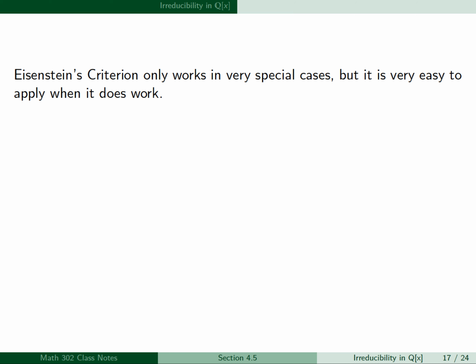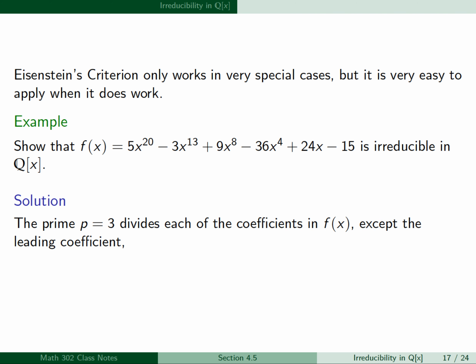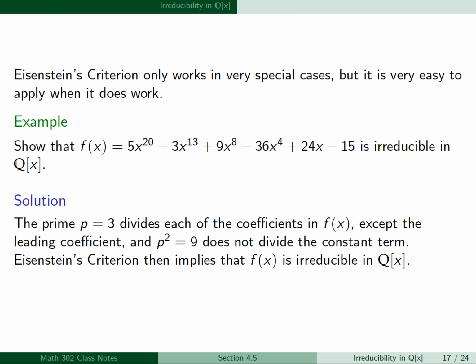Now, Eisenstein's criterion only works in very special cases, but it is very easy to apply when it does work. As an example, we can show that the polynomial f of x shown is irreducible in Q bracket x. Examining the polynomial, we see that the prime p equal 3 divides each of the coefficients in f of x except for the leading coefficient, and p squared equal 9 does not divide the constant coefficient. So Eisenstein's criterion implies that f of x is irreducible in Q bracket x. So we get the result with basically no work at all.